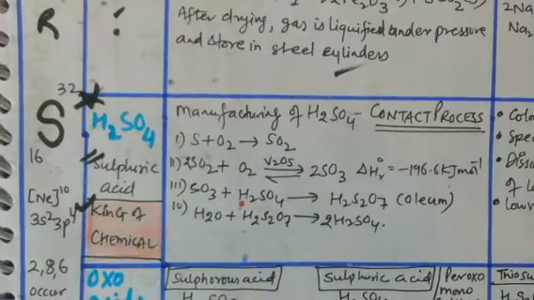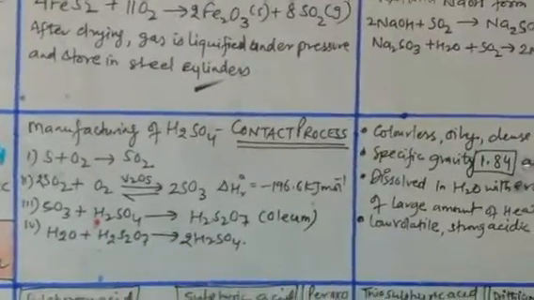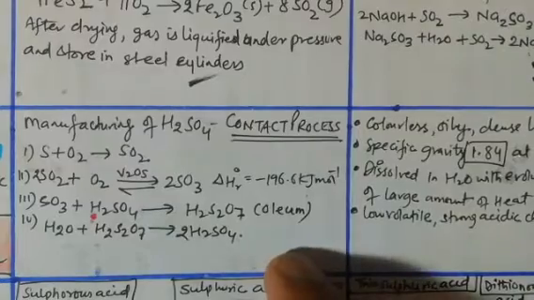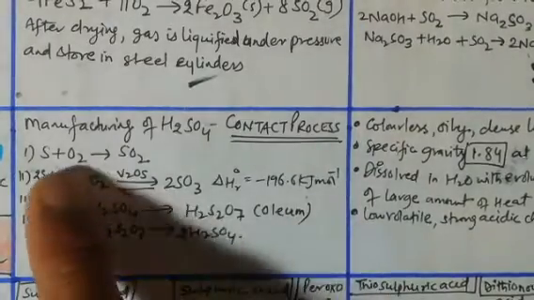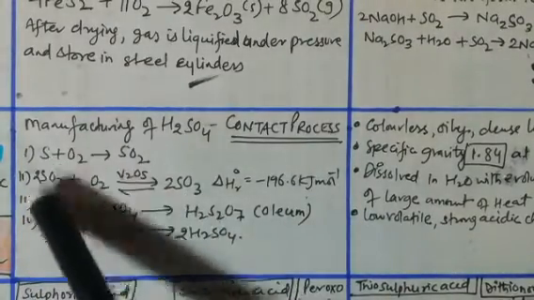It is commonly known as sulfuric acid. If we talk about manufacturing, it is manufactured by the contact process, in which sulfur will directly react. These are the 4 steps.